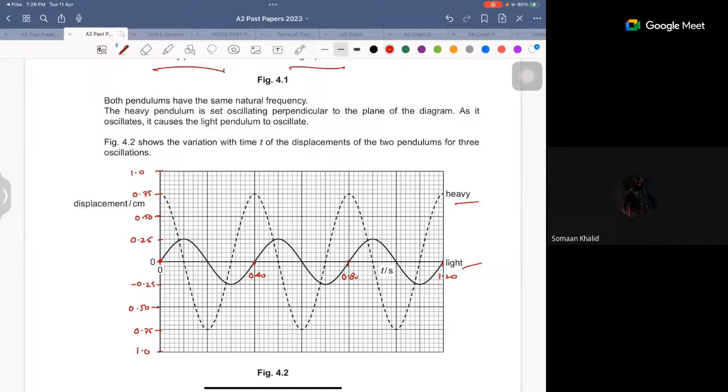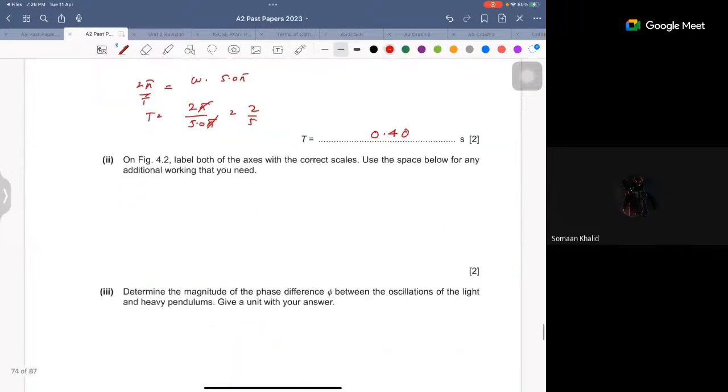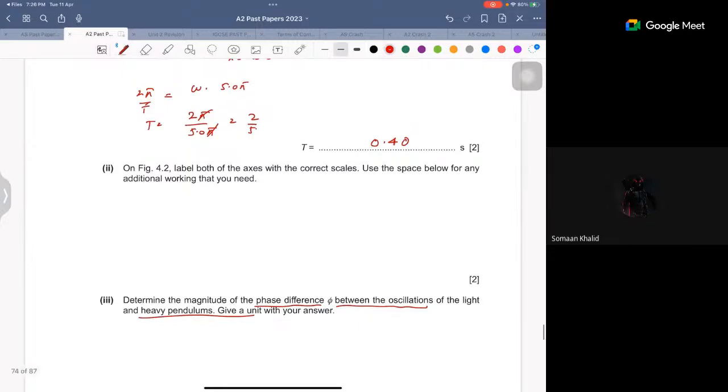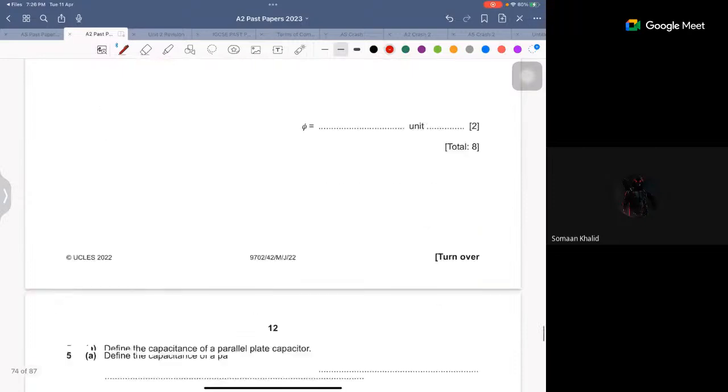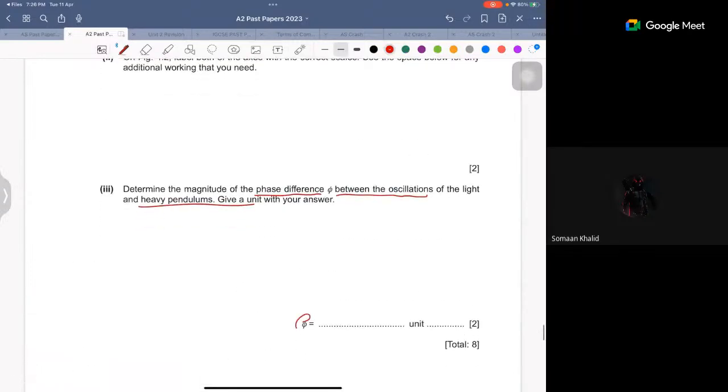Now, going to the next. Determine the magnitude of the phase difference between oscillation of light and heavy pendulum. That's not fair. What kind of question is this? But we'll find it. Don't worry. It's okay. We just need to find the phase difference in degrees. This is very difficult, but let's do that.